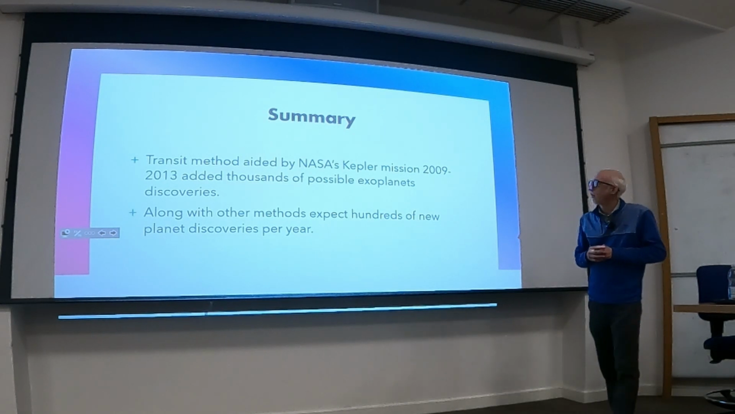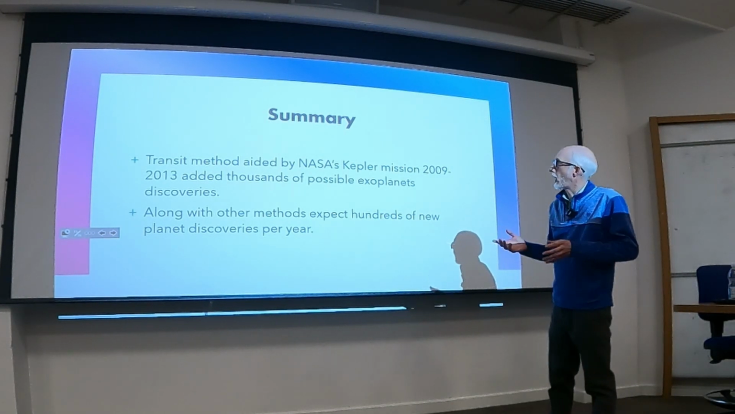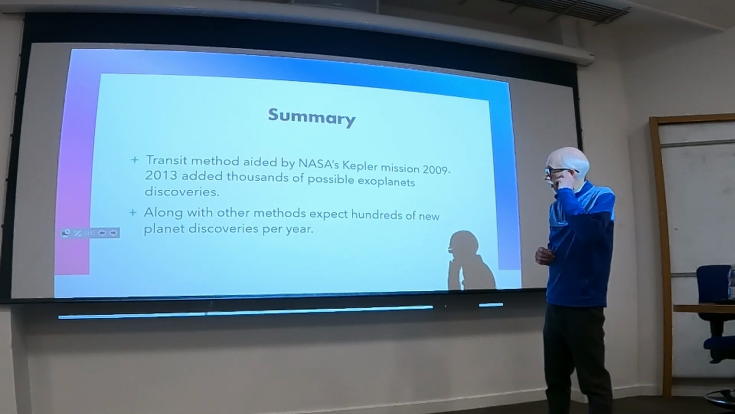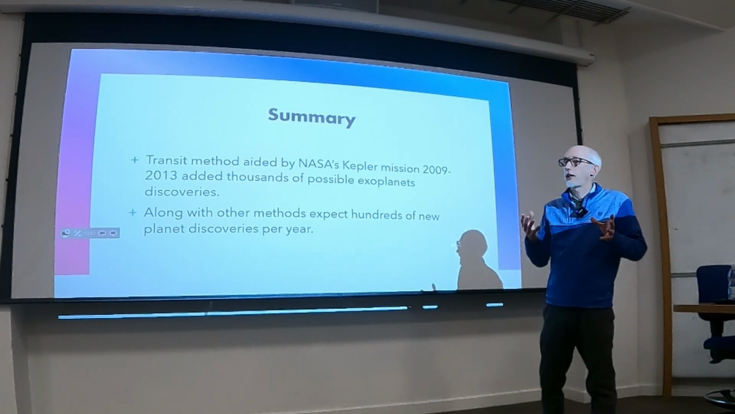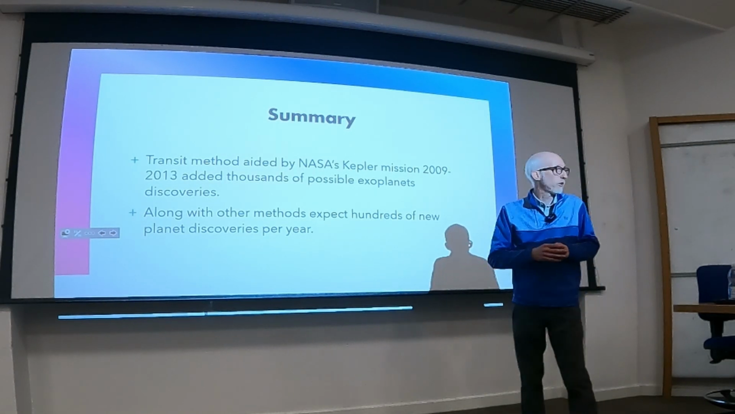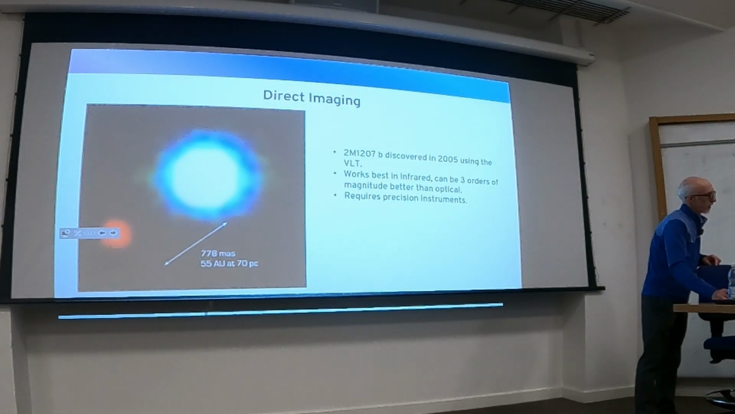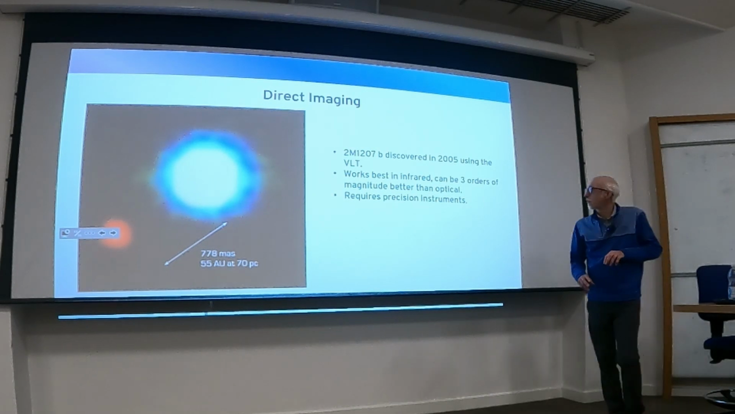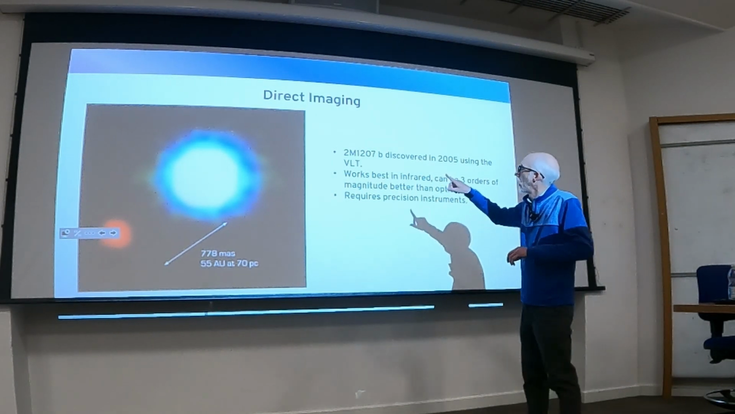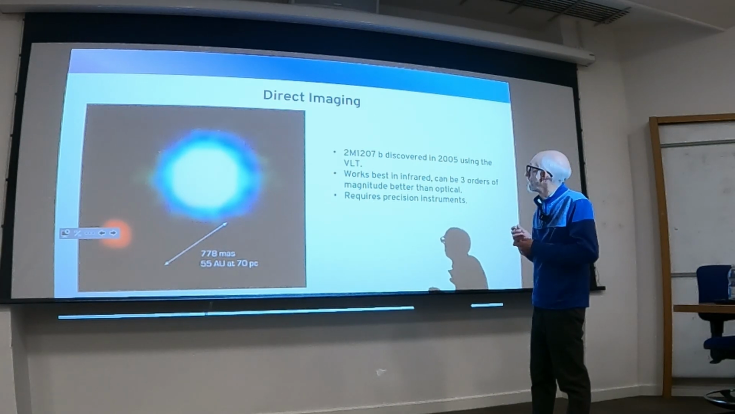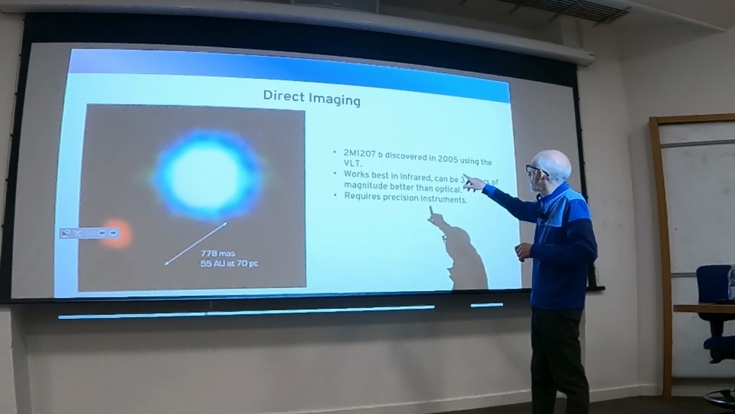So the transit method, Kepler has been outstandingly successful. It's a finished mission now, but the transit method added more planets to the database than any other method. There's also another way of detecting exoplanets, which is direct imaging. This was the first exoplanet discovered by direct imaging in 2005.